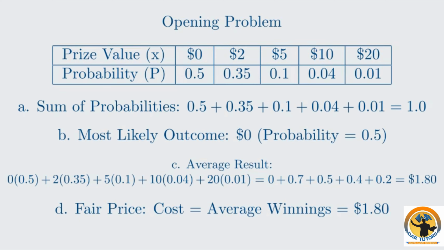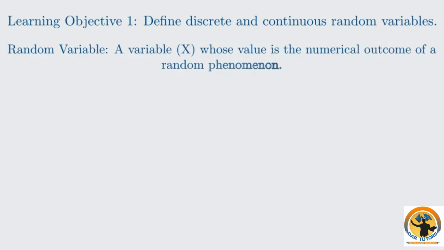Let's start with the most basic building block. Our first learning objective is to define and distinguish between discrete and continuous random variables. To start, what exactly is a random variable? A random variable is a way to describe the numerical outcome of a random experiment. It's a variable because it can take different values, and it's random because its value is determined by chance. We often represent random variables with a capital letter, typically X. The key idea is that for every possible outcome of a random experiment, a random variable assigns it a single number. Random variables are split into two categories: discrete and continuous.